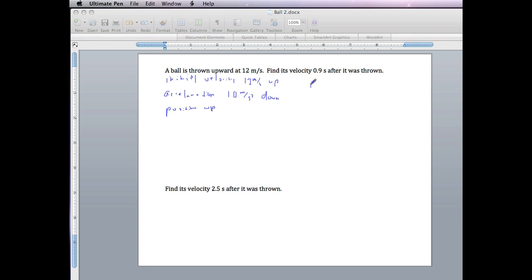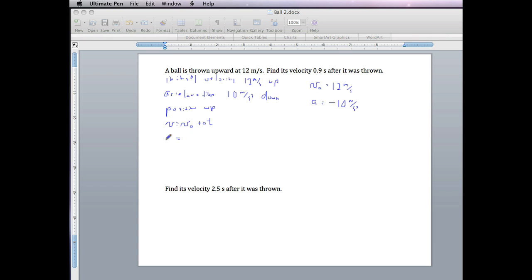That allows our V0 to be a positive 12 meters per second, and our acceleration to be a negative 10 meters per second squared. Again, to relate the final velocity, initial velocity, acceleration, and time, we have v equals v naught plus at.